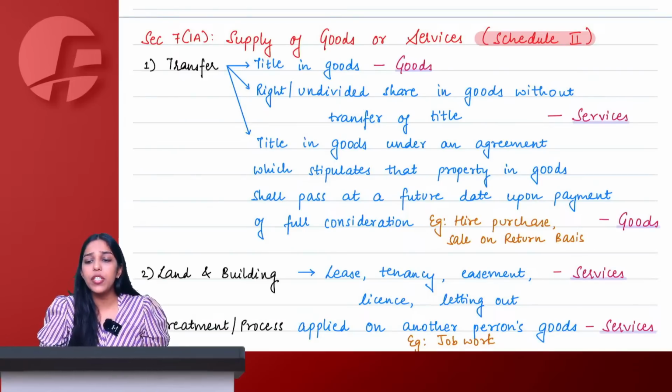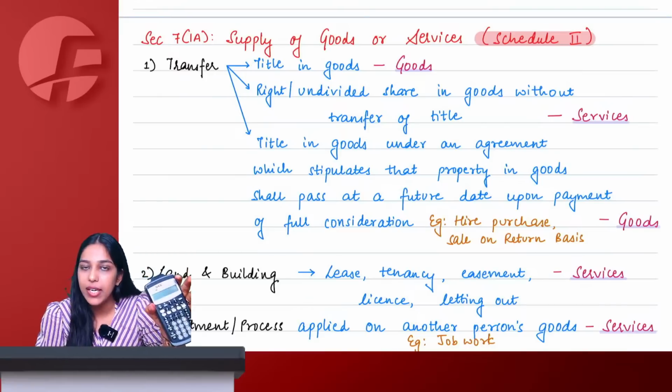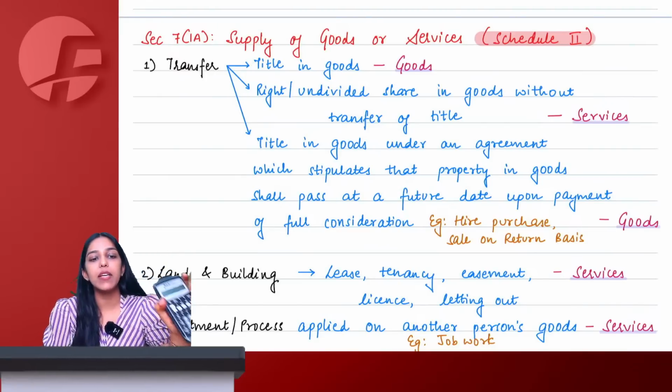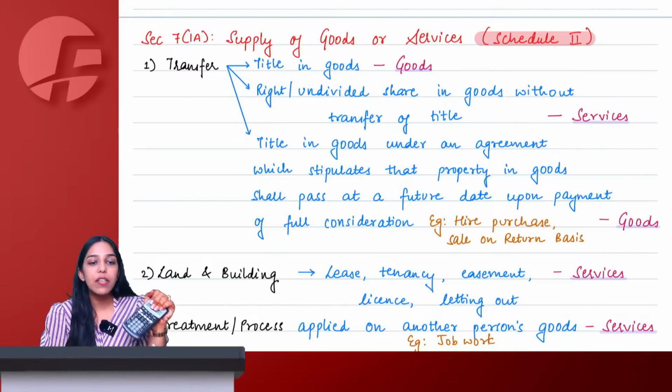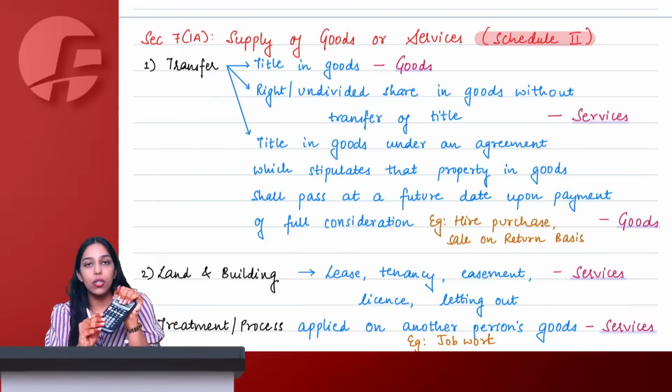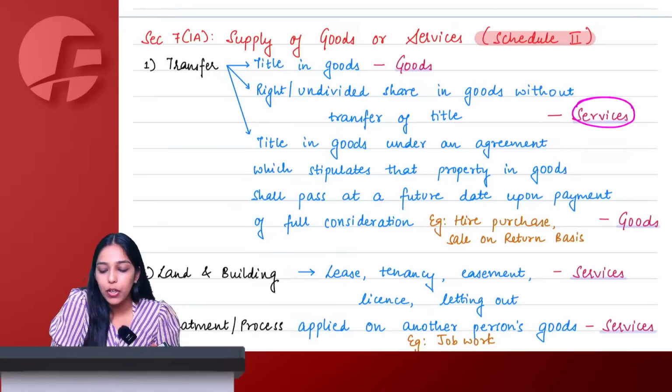So you wanted to purchase this calculator from me, but I said, okay, what you can do is keep this calculator for 7 days, pay me 500 rupees, and later whenever you are returning it to me, it is okay, I will again take this back. I have never given you the title. I continue to be the owner. I just gave a right to you to use this calculator. Then it is not goods, of course, it is supply of services.